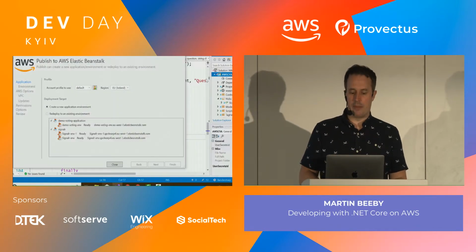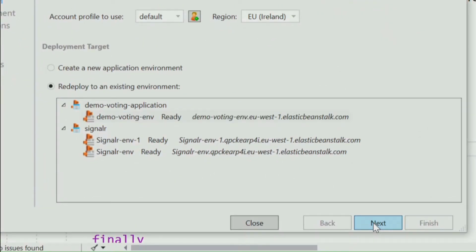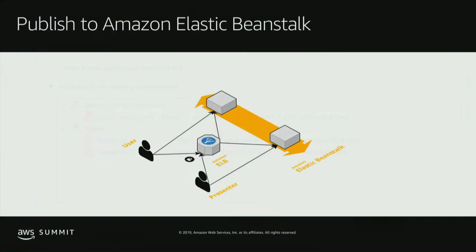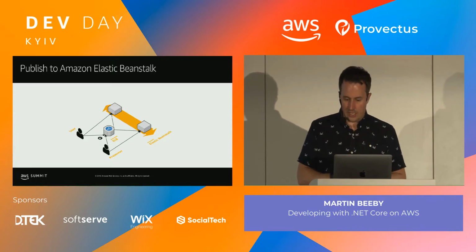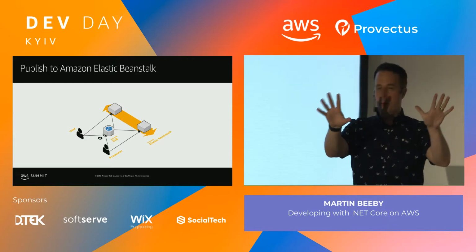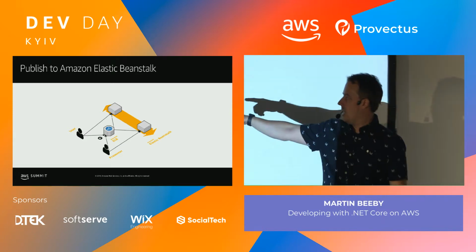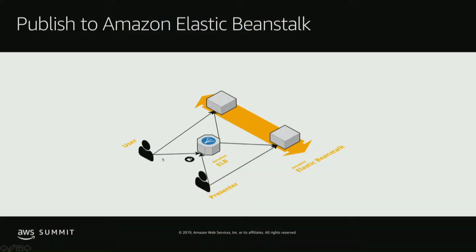So if I publish that application to Elastic Beanstalk, I already have an application environment, so I'm just going to redeploy it to that environment. And what that's going to create for me once I've deployed it is this infrastructure. I have a presenter, which is me, and users, which would be you, calling into a load balancer, which is then routing you to 2 different machines. So let's have a little look at the actual application.